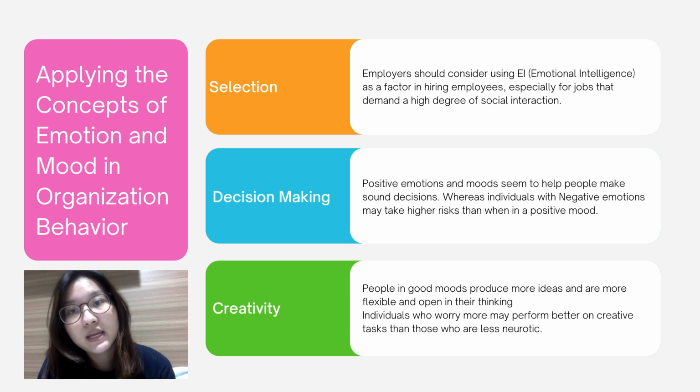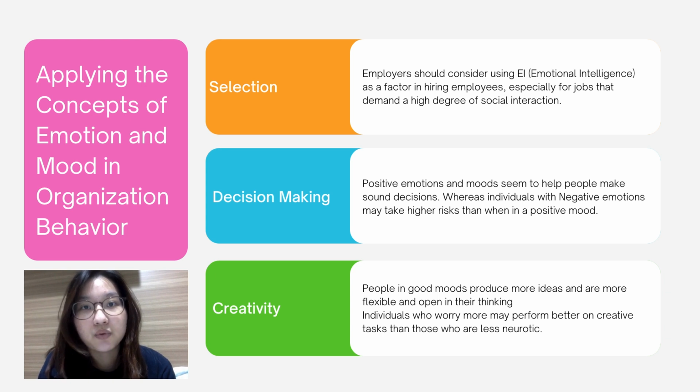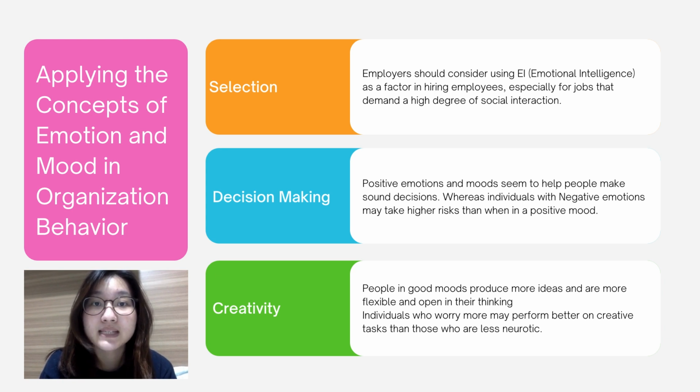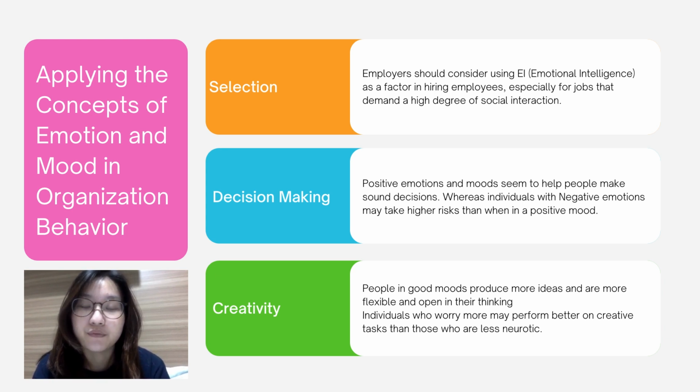And then the third one is creativity. So creativity is influenced by emotions and moods. Research suggests that people in good moods tend to be more creative than people in bad moods. Why? Because people in good moods usually produce more ideas and more options. They are also more flexible and more open in their way of thinking, which may explain why they are more creative.